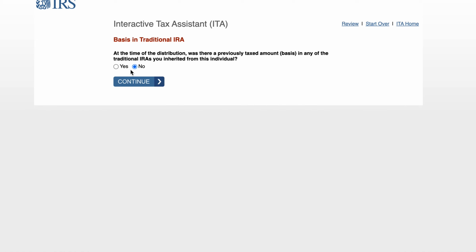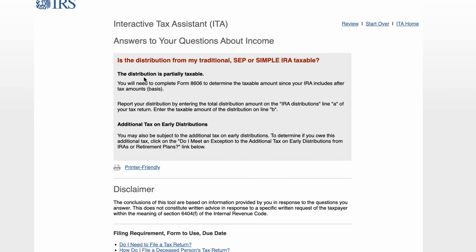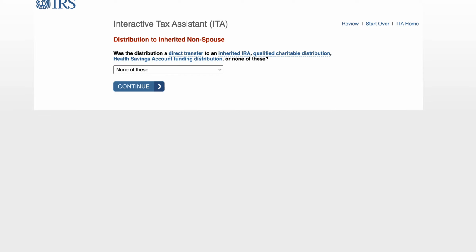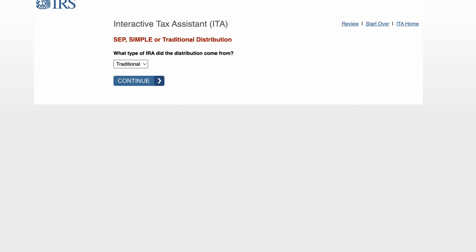So let's go back, and let's just say that there was basis. Then it would say, is this a total distribution of all traditional IRAs inherited? No. Then it might be partially taxable. You would need to complete IRS Form 8606 to determine the taxable amount, since your IRA includes after-tax amounts, right? So let's kind of just take this to a relatively normal, not inherited IRA.